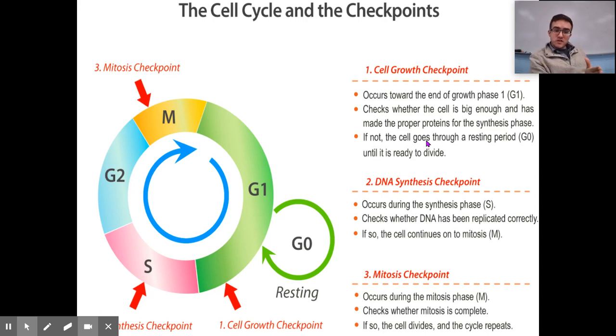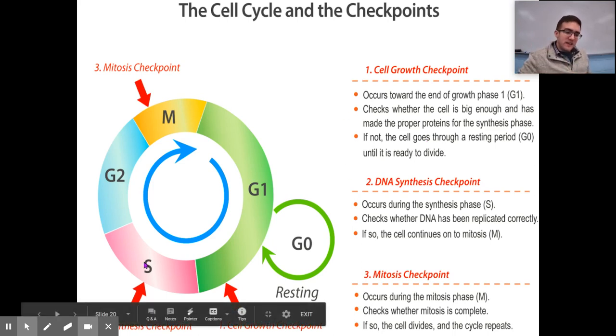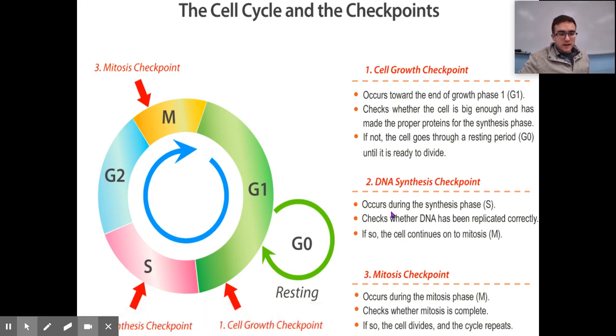Once it passes the G1 checkpoint, it moves through and replicates DNA. At the end of this S phase here, it goes through the S checkpoint, or the DNA synthesis checkpoint. It checks whether DNA has been replicated correctly, and if so, we move on to mitosis. We go through G2, we start mitosis, and then if all is said and done there, we fully divide and get our two daughter cells. So this is how the process works and how it regulates itself.